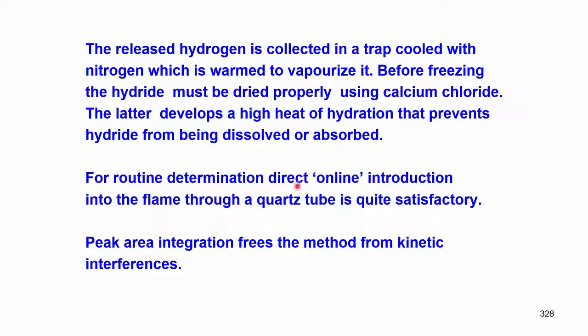So, for routine determination, direct online introduction into the flame through a quartz tube is satisfactory. That means, if you are going to introduce it immediately and analyze it immediately, you just have to connect the tube and introduce it there, measure the absorbance, take out the tube again. Okay, once the absorbance recording is over, all you have to do is take it out and connect it back to the hydride generation unit. So the T tube must have an arrangement to remove and put, okay, for routine determinations.